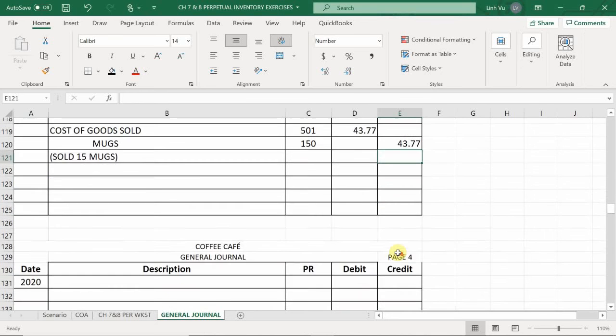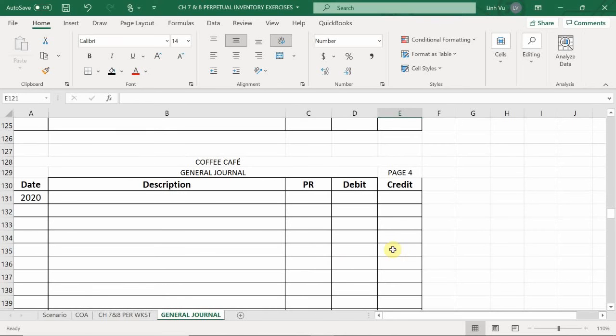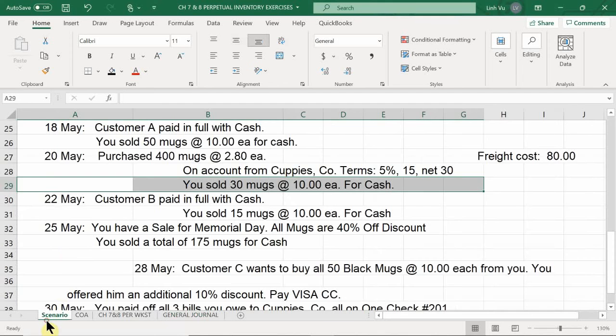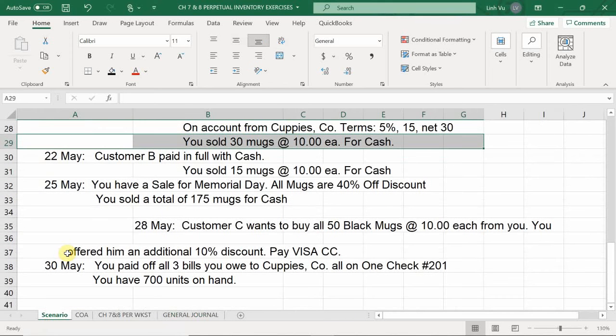Okay. So I'm going to go ahead and start on the next page here in the journal. So let's see what the next scenario is on the 25th of May. Okay. Here you have a sale for Memorial Day. All mugs are 40% off discount. Okay, and again, you sold a total of 175 mugs for cash.